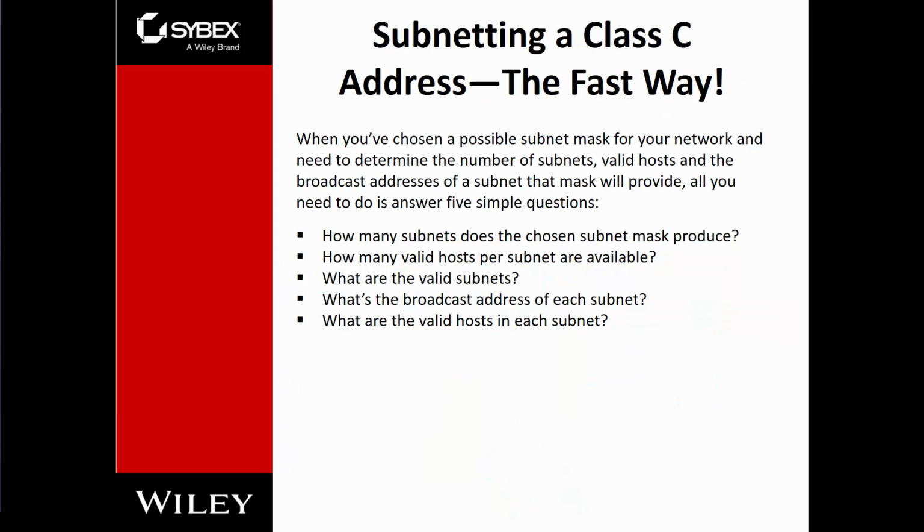So once you've already chosen the possible subnet mask for the network, we need to determine the number of subnets it can have. Essentially, we're asking how many subnets does our chosen subnet mask produce. In the previous slide, we have a /26. That would produce 4 subnets: 0, 64, 128, 192. If we had a /27, that should produce 8 subnets, and so forth.